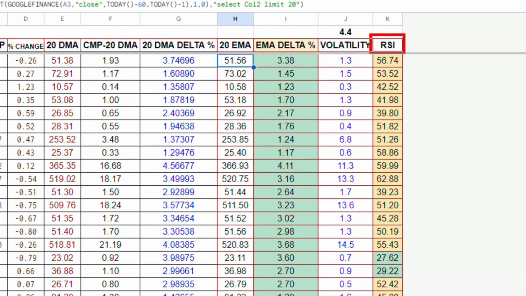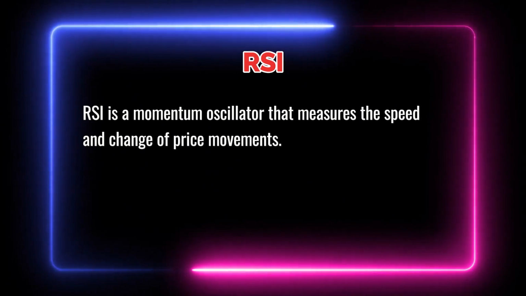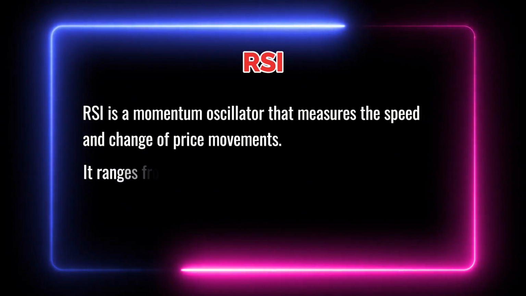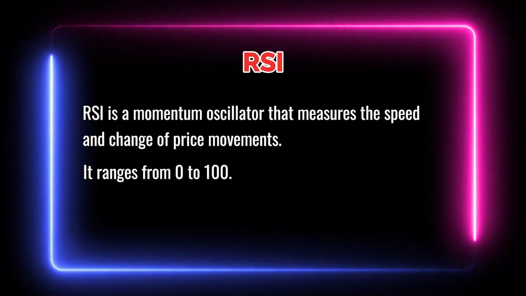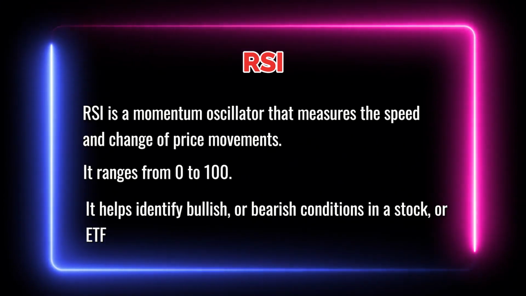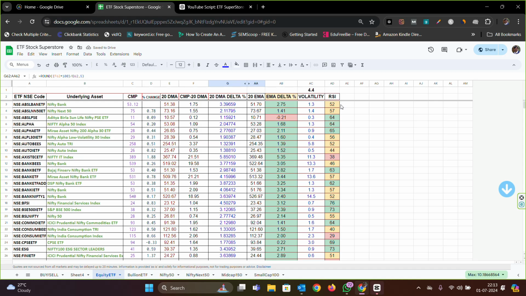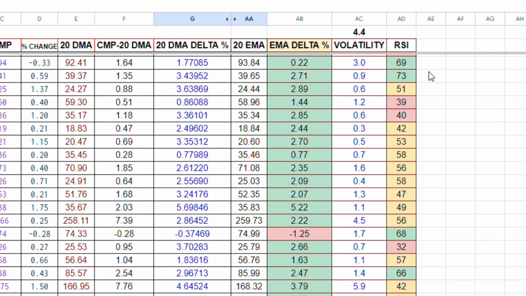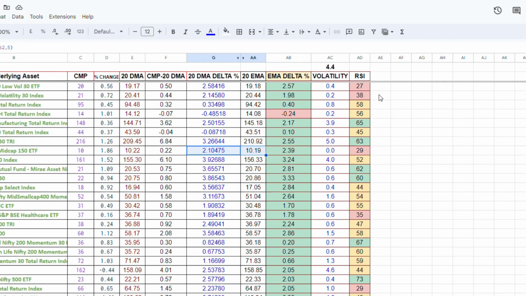Last, we record RSI, or Relative Strength Index. RSI is a momentum oscillator that measures the speed and change of price movements. It ranges from 0 to 100. It helps identify bullish or bearish conditions in a stock or ETF. We use RSI to identify the bullish condition of a stock so that after purchasing we get an early return.